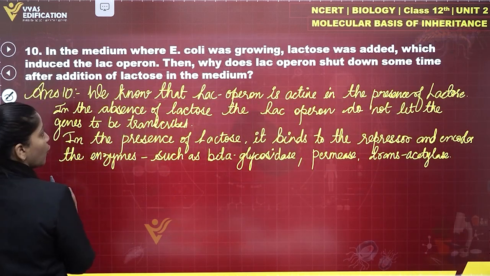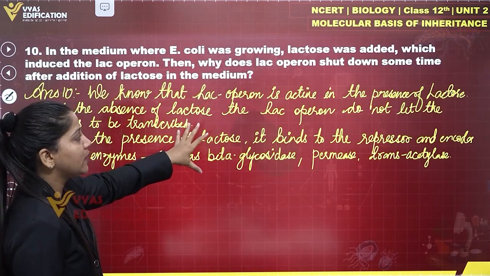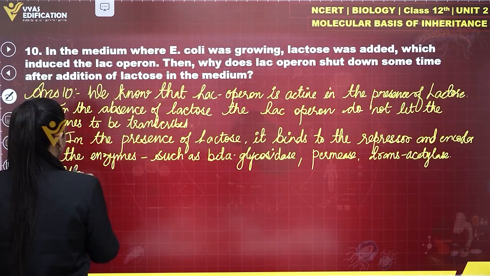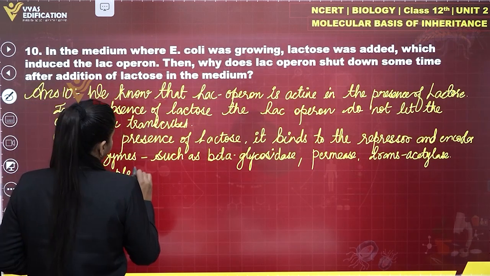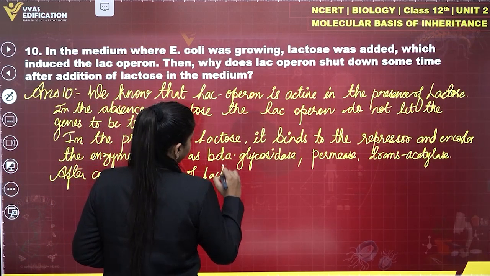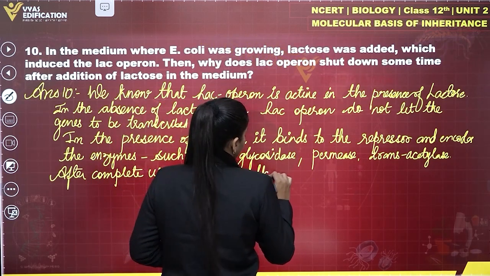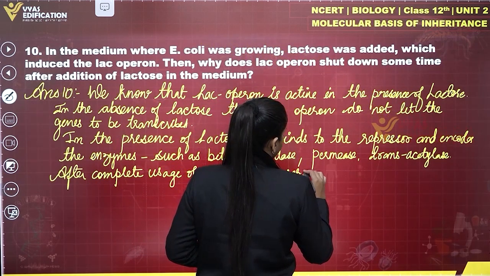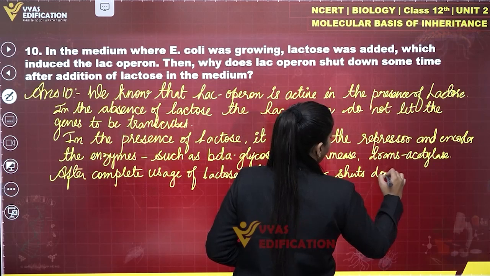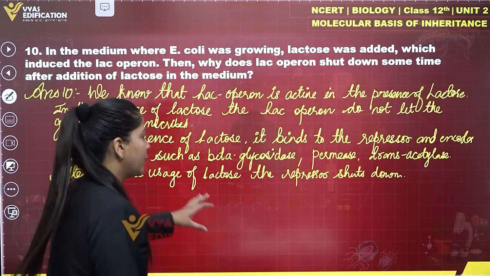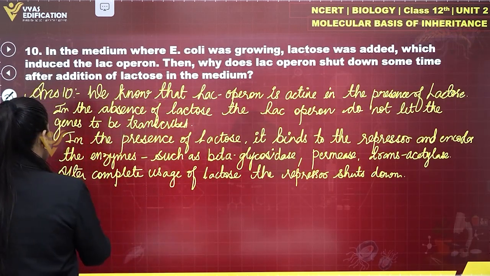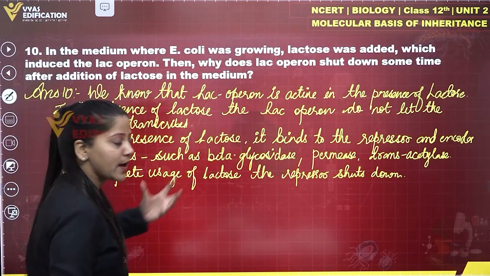So, after complete usage of lactose, the lac operon shuts down and does not code for anything, because the repressor in the absence of lactose will bind to the operator and this does not lead to the formation of these enzymes.